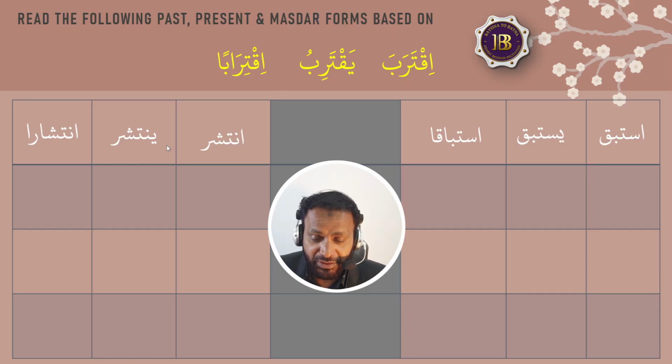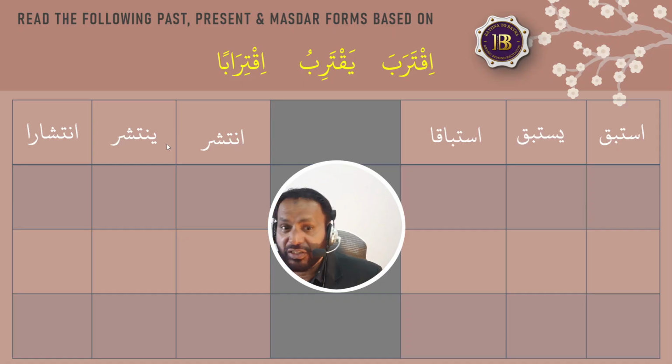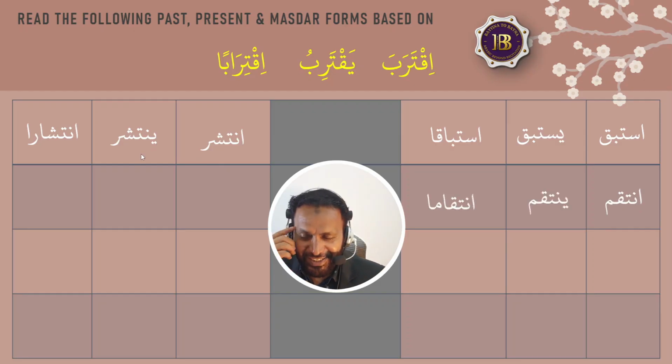The program is coming from Delhi. Now I understand nashr. What do you mean by nashr? Nashr means to spread, to telecast, right? To broadcast, to spread out. Intashara, yantashiru, intisharan, to disperse, to spread, right? So, muntashirun, the one who spreads, that which spreads, muntashirun. Right? Intaqama yantaqimu intiqaman. Intiqam, this word is familiar, or it is easy for us to remember. Intiqam actually comes from the word naqma. Naqma means to punish.